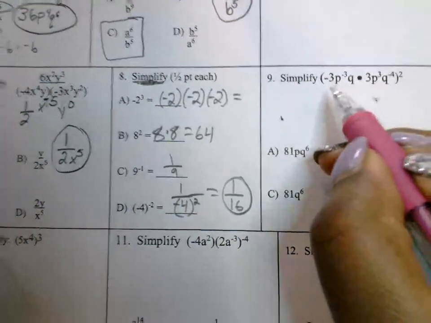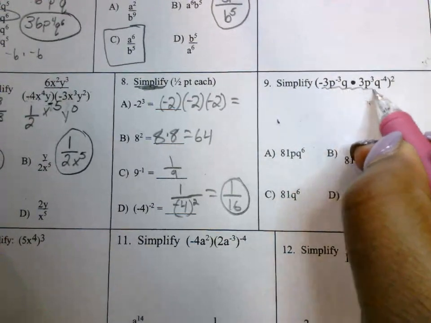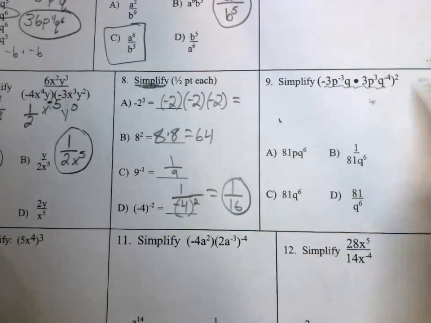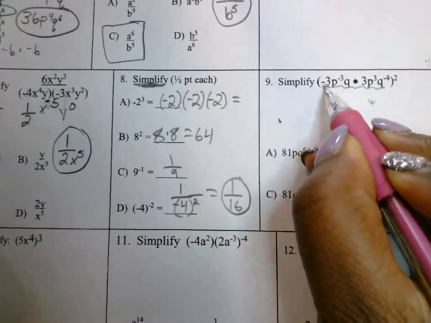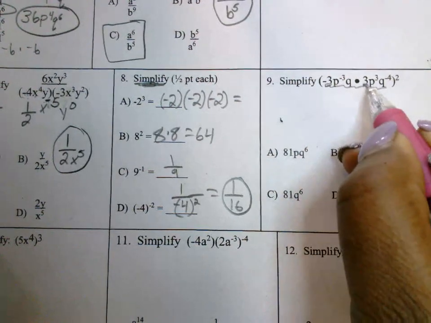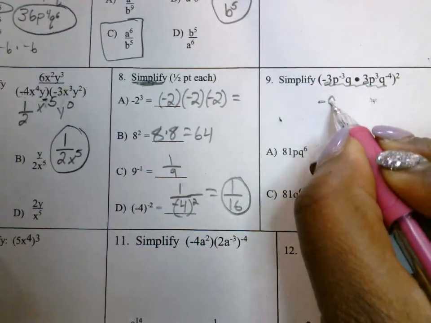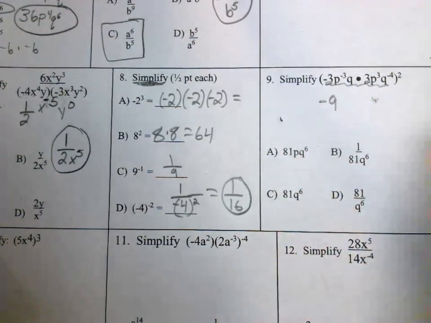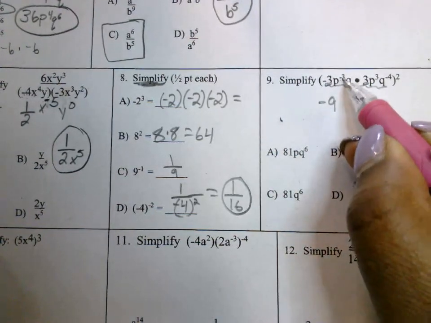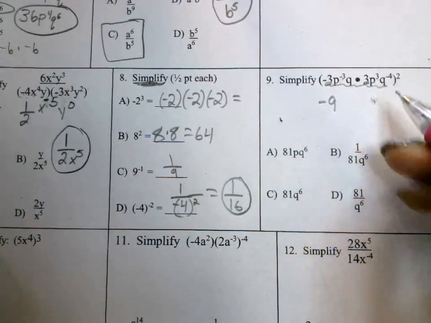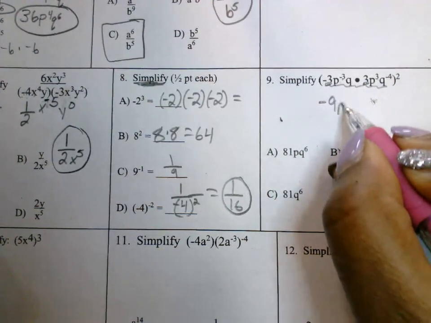All right, so now, look. In the parentheses, multiply what's in the parentheses first, and then do the exponent last. Then do power of power last. So let's multiply the numbers first. What's negative 3 times a positive 3? So we got negative 9. We got p to the third, negative 3. What's negative 3 plus positive 3? 0. So p to the 0.